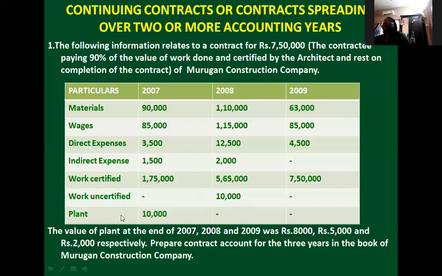Plant is given for 2007, that is 10,000. This 10,000 we need to use for all 3 years, but the value of the closing plant will be different for each year. We need to calculate the value of the plant at the end of 2007, 2008, 2009, which was given here itself: 8,000, 5,000, 2,000 respectively. Prepare the contract account for the 3 years in the books of Murugan Construction Company.